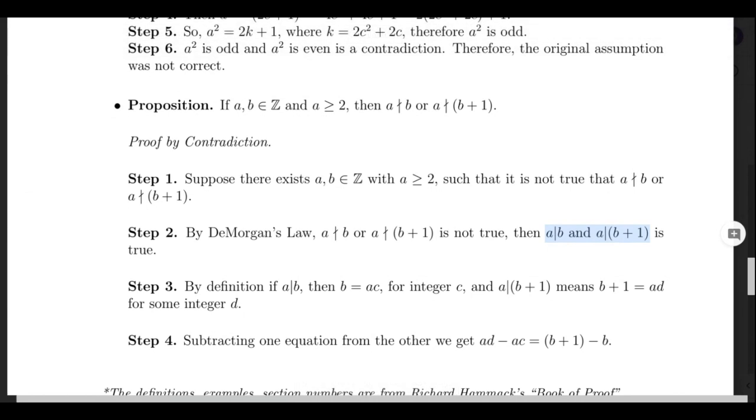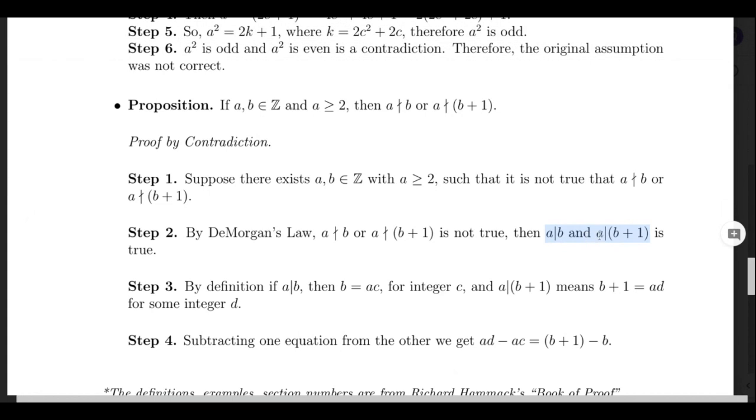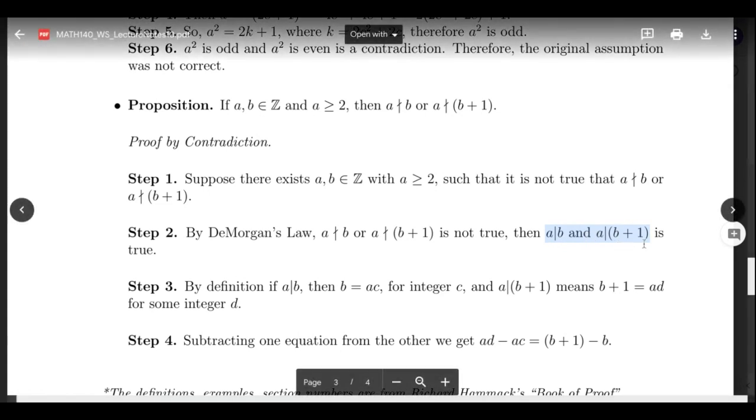So we're negating A does not divide, right? Negation of A does not divide B means A divides B. Negation of or becomes and. Negation of A does not divide B plus 1 becomes A does divide B plus 1. So negation of Q becomes this. So not Q is A divides B and A divides B plus 1.